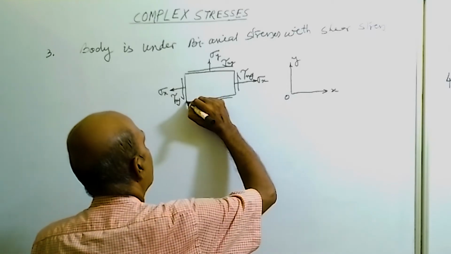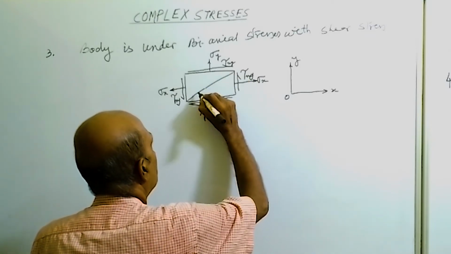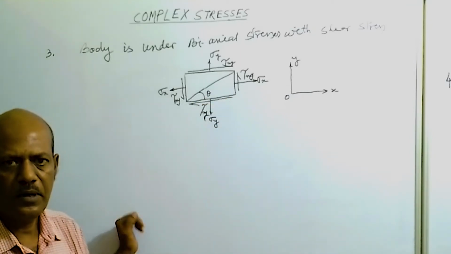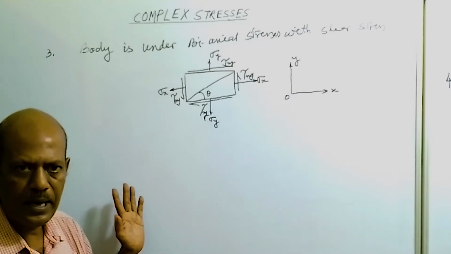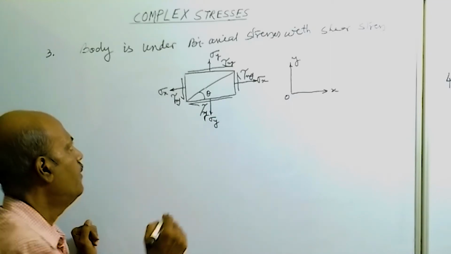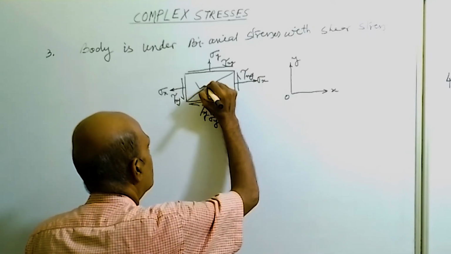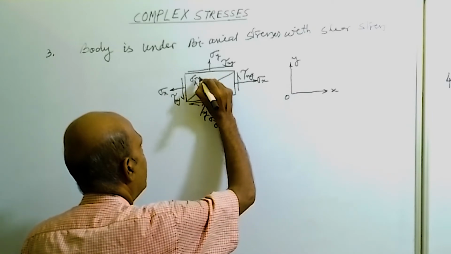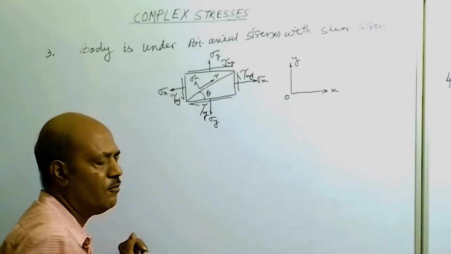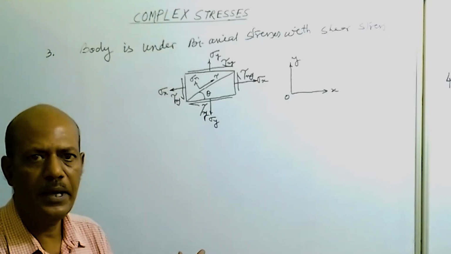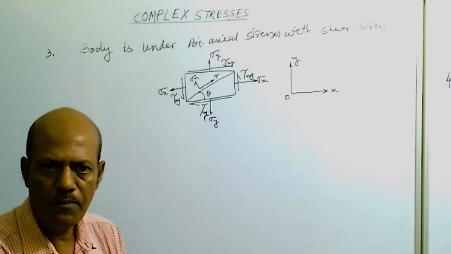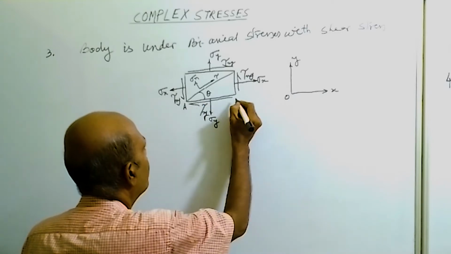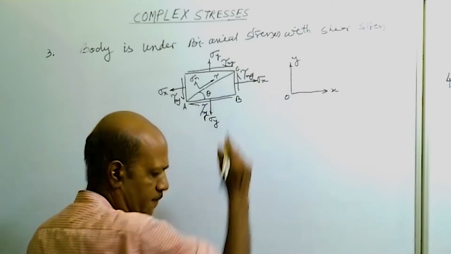Now on an inclined plane which is at an angle theta with x direction in counterclockwise sense, what are the stresses developed on this plane, that we are going to find. Now consider there are two stresses acting on the inclined plane, say sigma n and tau. So we have to determine what is the value of sigma n and tau in this most complex stress system. Now we are giving the name, say A, B, C.